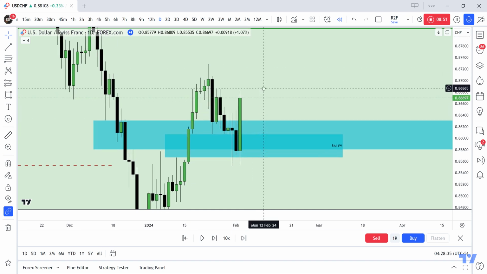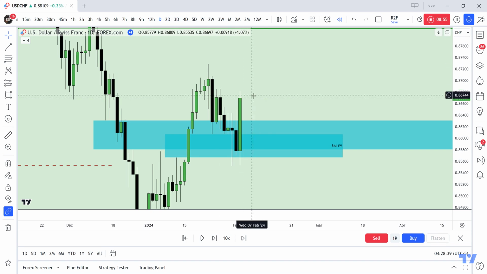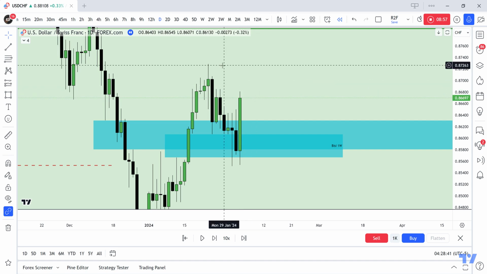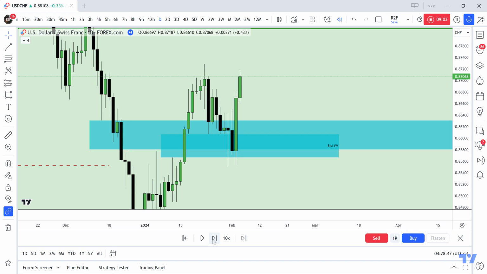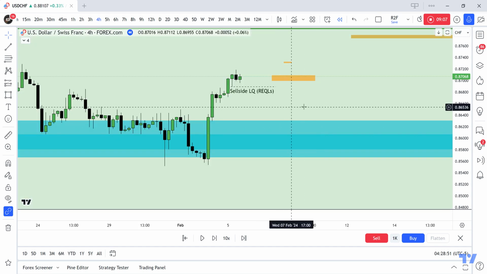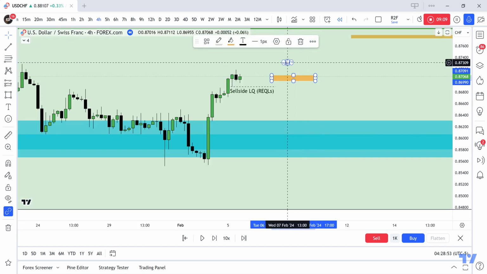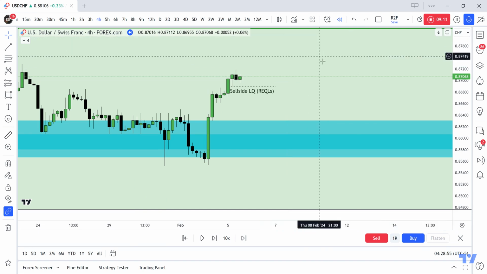So this is great. Okay, so at this point, after this daily close, I'd be looking for a potential long. Let's see if we can get a gap on the daily. Okay, daily. Let's go on the 4 hour.